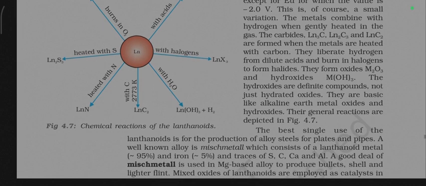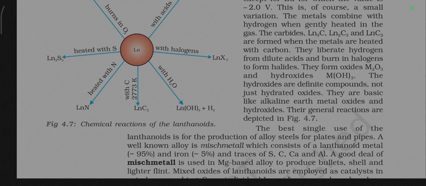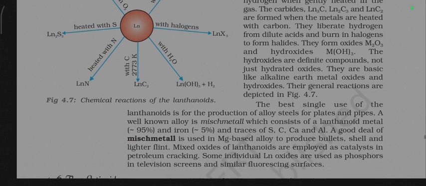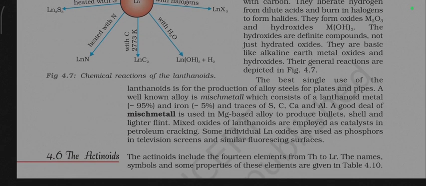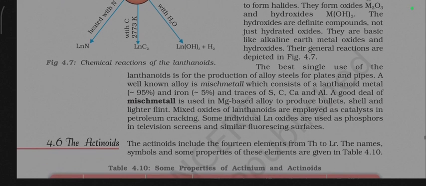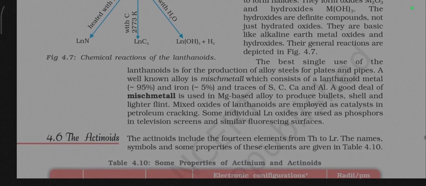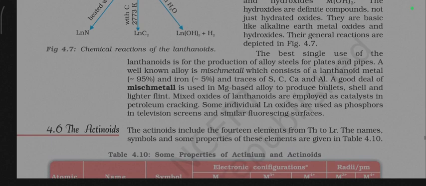The metals combine with hydrogen when gently heated in the gas. The carbides Ln3C, Ln2C3 and LnC2 are formed when the metals are heated with carbon. They liberate hydrogen from dilute acid and burn in halogens to form halides. They form oxides M2O3 and hydroxides M(OH)3. The hydroxides are definite compounds, not just hydrated oxides. They are basic like alkaline earth metal oxides and hydroxides. Their general reactions are depicted in figure 4.7.